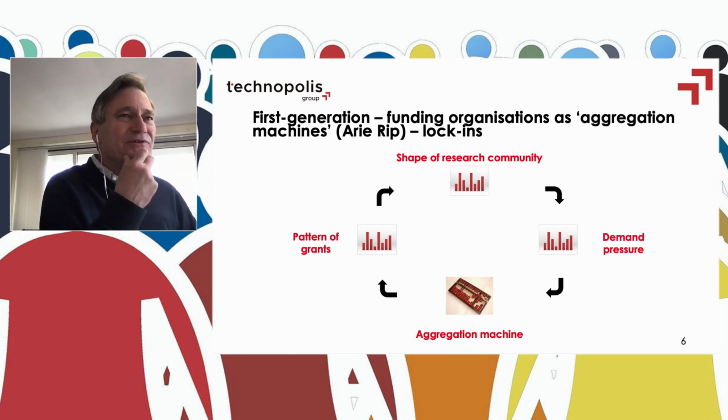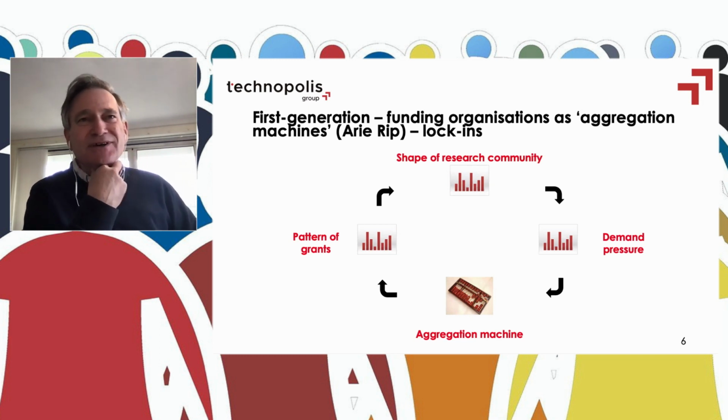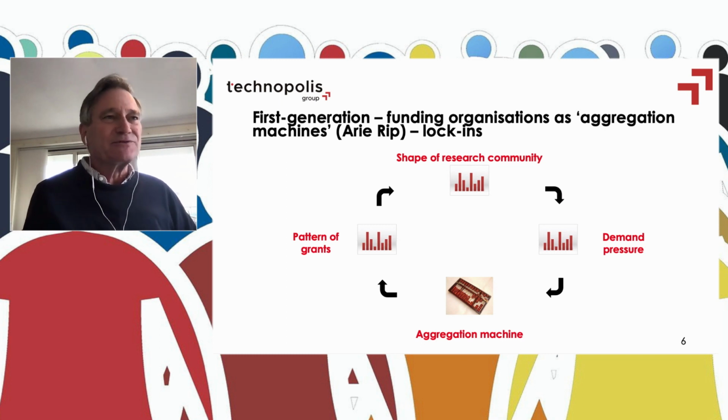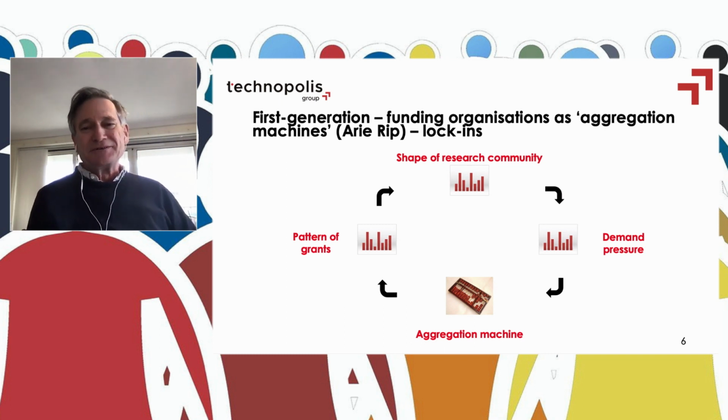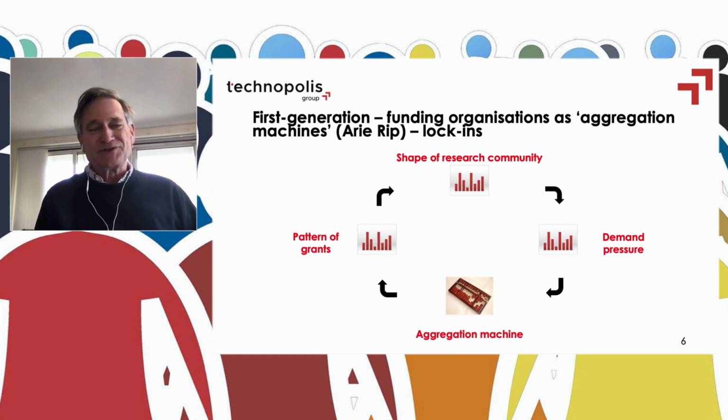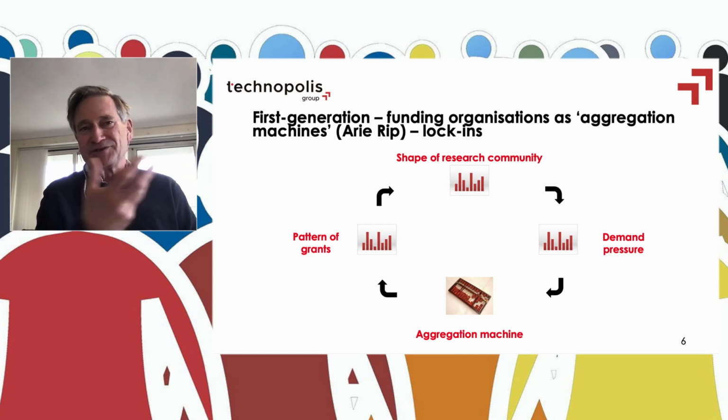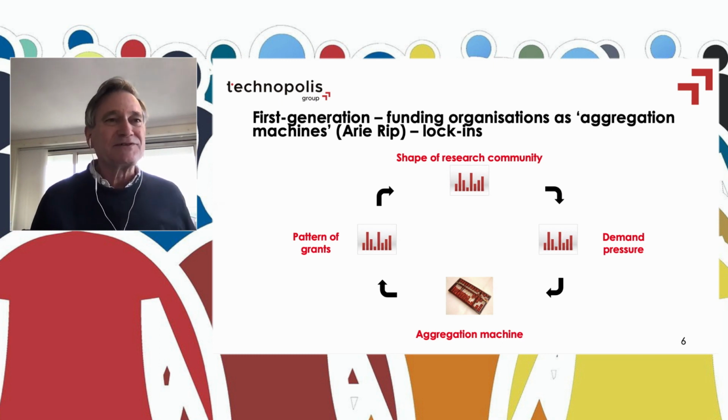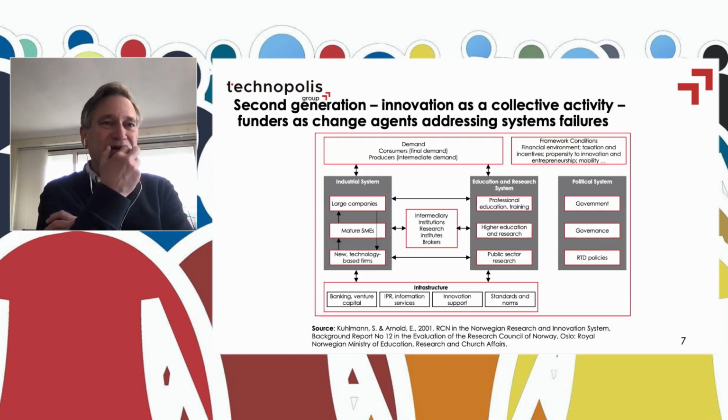In the first generation, research councils tend to function as what Arie Rip calls aggregation machines. If you look at the shape of the research community, it has a certain shape that affects the demand for research funding, goes into the research council, which chooses the best. And the pattern of grants that comes out looks very like the shape of the research community. So there's a tendency to lock in, and it's very difficult in a sense to exert societal pressure.